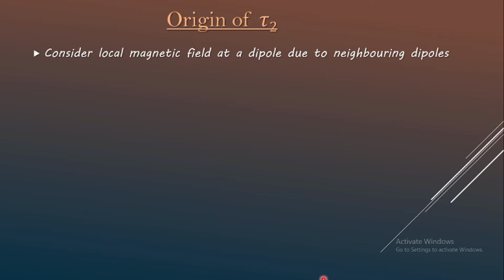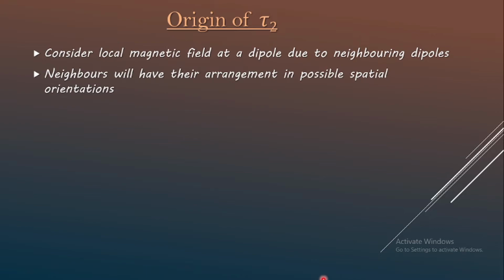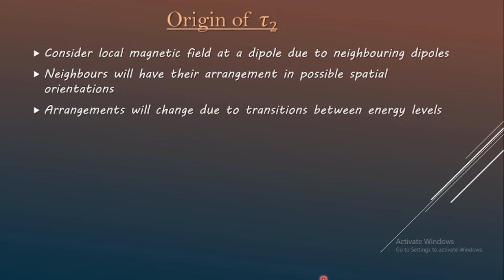If we consider the local or internal magnetic field at a dipole, which is produced by neighboring dipoles, these neighbors will have their dipole moments arranged over possible spatial orientations, and as transitions between different energy levels occur, the arrangement is going to change. That is, the internal magnetic field will vary from dipole to dipole and also with respect to time at a given dipole. So these are the two parameters.